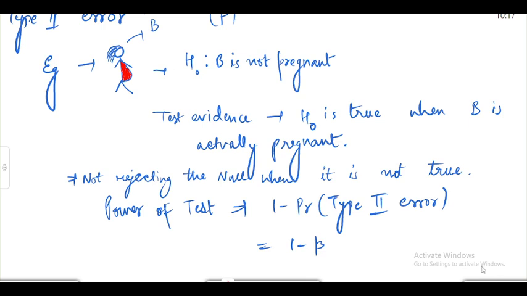Similarly, we have type 2 error that is being denoted by beta. That is the probability of having a type 2 error. Okay, so there's a person called B. She's a female and she looks pregnant.